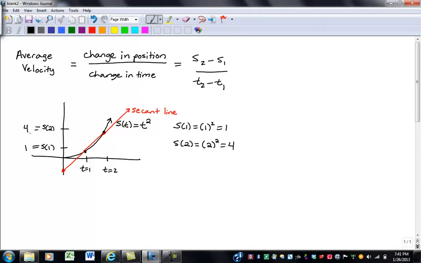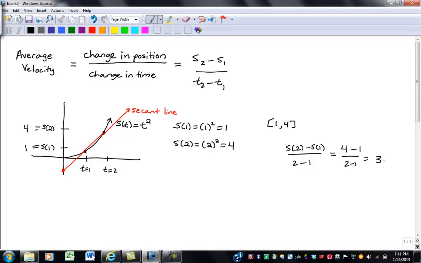So if I wanted to find the average velocity between t equals 1 and t equals 2, well, it would be the change in position over the change in time. In this case, at 2, it was at position 4. At 1, it's at position 1. So I get 3. The average velocity is 3 feet per second, meters per minute, miles per hour, whatever the units are.